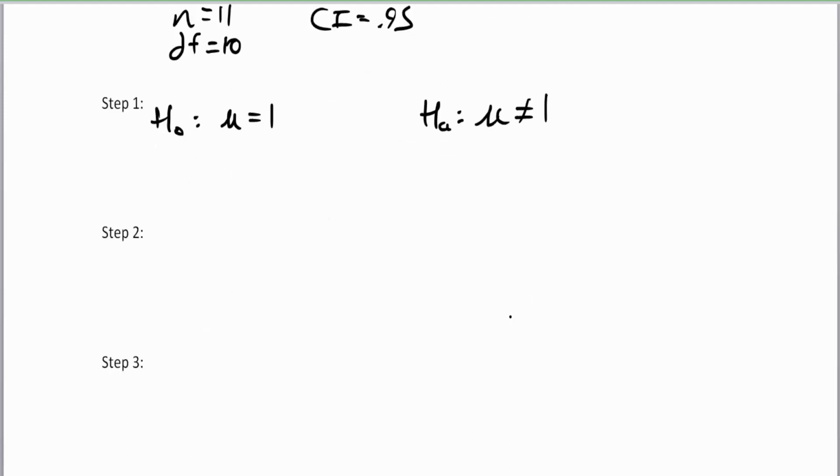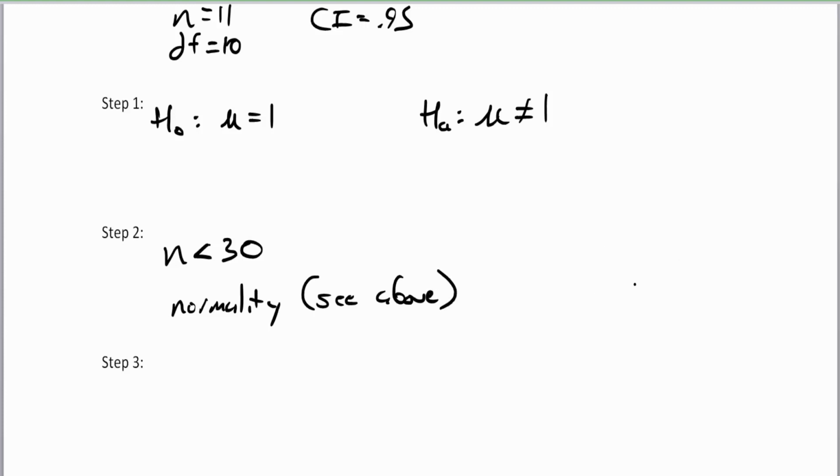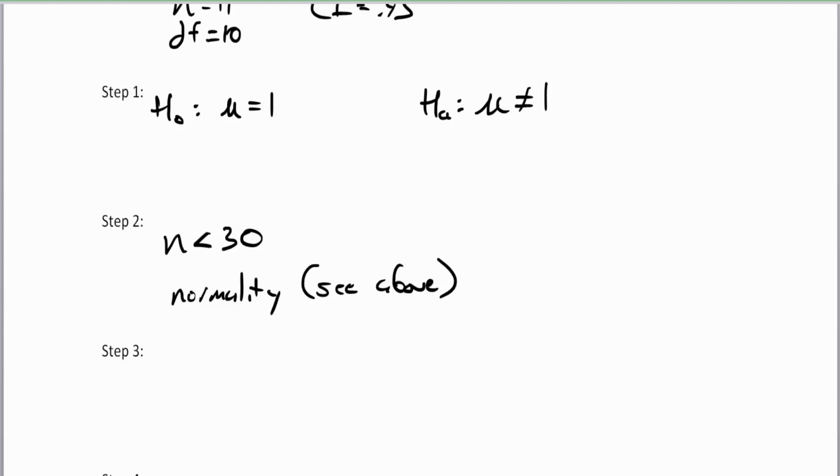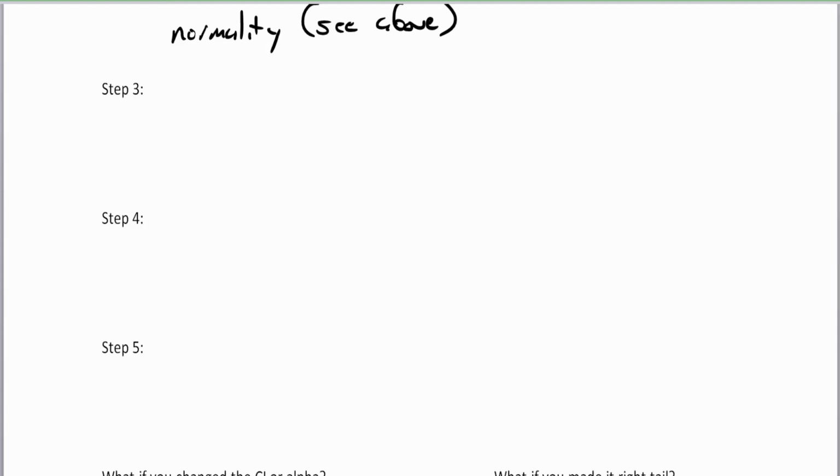So step 2, again, we can skip that because even though the sample size is under 30, we have normality. And the normality was given in the problem, see above. So we don't have to do the outlier check. Now again, on the test, if I ask you to do the outlier check, please do the outlier check. This is something you've done in previous units. It's kind of nice to repeat it anyway. So let us get into step 3, which is going to be to use the calculator.